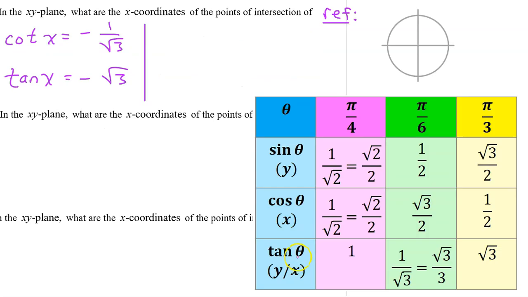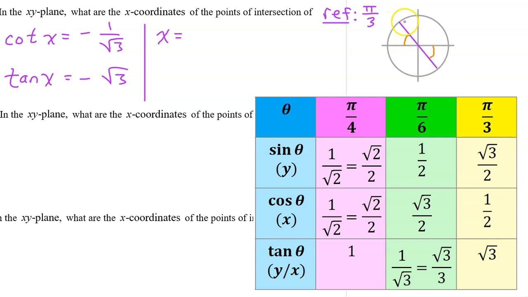We have memorized that the tangent of pi over 3 is radical 3. So pi over 3 is the reference angle. In this case, we want tangent to be negative, and tangent is the slope of the terminal side. So we will only consider the quadrants where the slope of the terminal side is negative, and that happens to be quadrants 2 and 4.